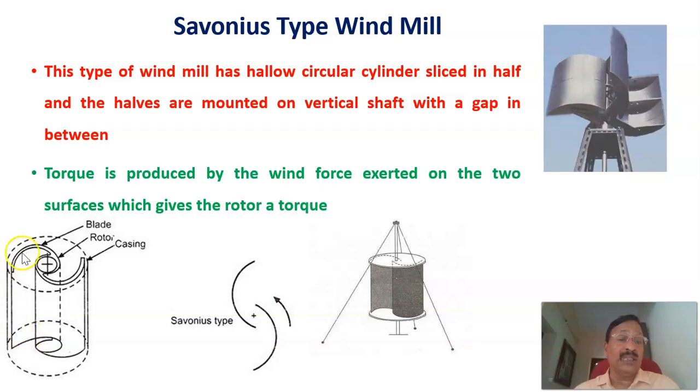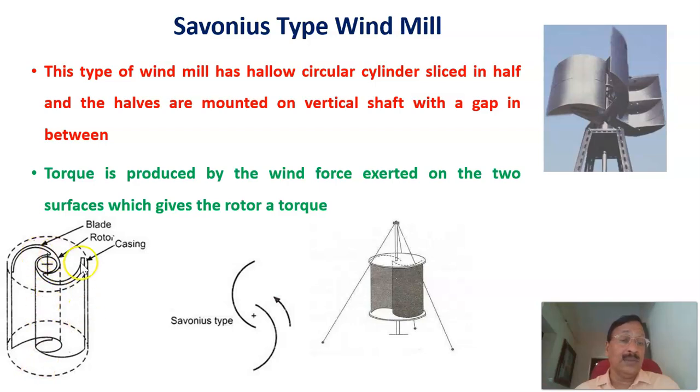One is called the concave side, the other one is the convex side. Here, because of the wind force on these two sides, that produces a torque, or that produces a rotation. This is a pictorial representation of a Savonius type of windmill. Same thing, this one also. So this is the way in which the torque is produced.